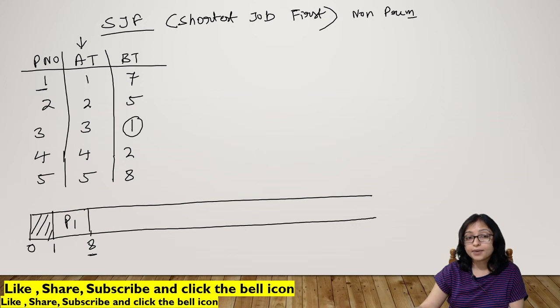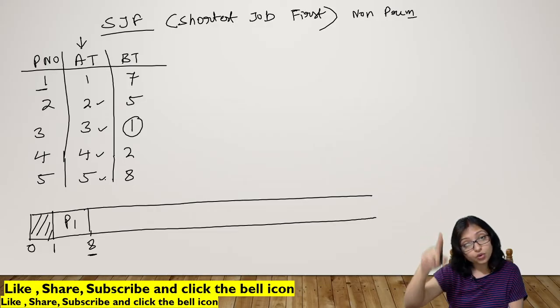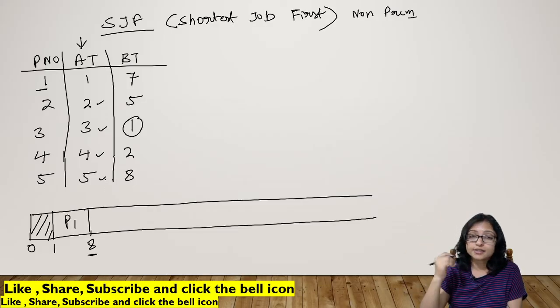Now the time is 8. At that time, see who arrived. Everyone arrived: P2 arrived at 2, P3 arrived at 3, P4 arrived at 4, and P5 arrived at 5. Now out of all of them, I will take the shortest one. Now this is my shortest one. So P3 will get the chance, and I hope it is clear to you now.